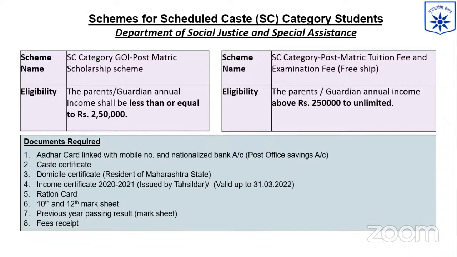So this linking of your Aadhaar card and mobile number with your bank account is very much important. Otherwise, your form will not get accepted. After that, the next document which is required is caste certificate, then domicile certificate, income certificate.